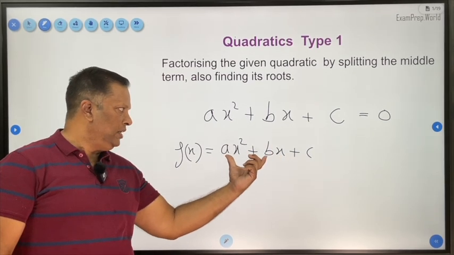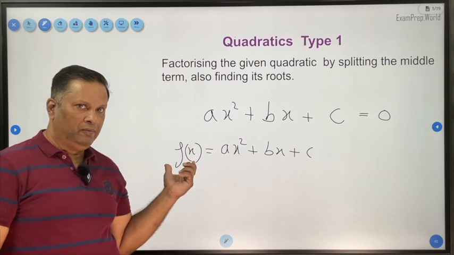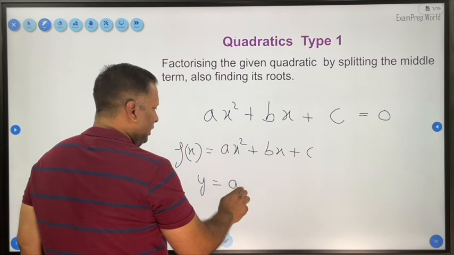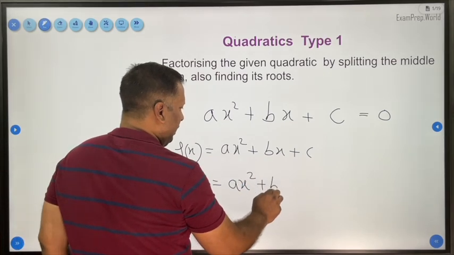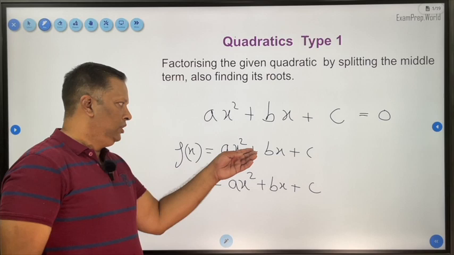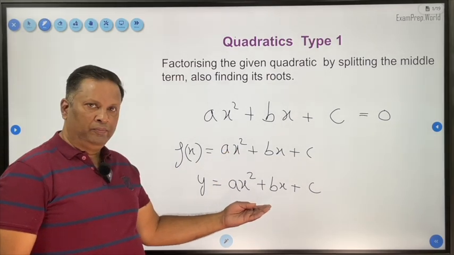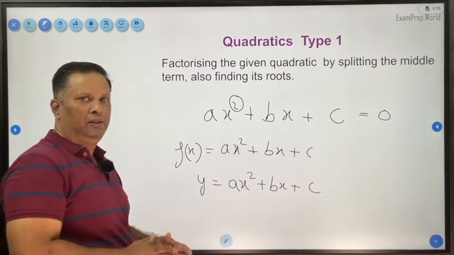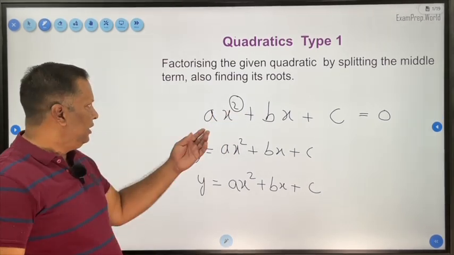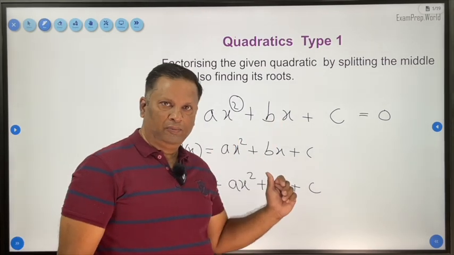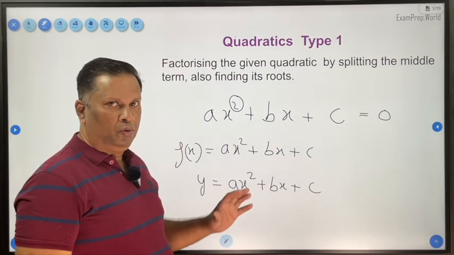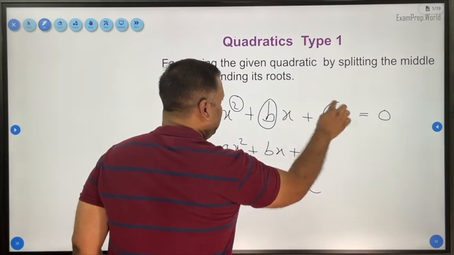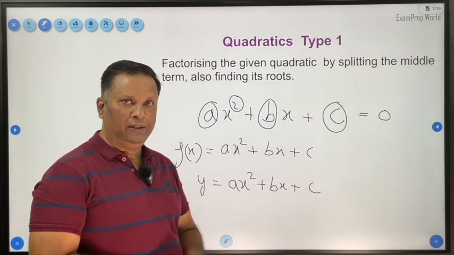And when you put any value of the independent variable, you get the value of the function. So you can also write the dependent variable as y and write this quadratic function as ax square plus bx plus c. So these are quadratic functions and they are in standard form. And why do we call them quadratic? Because the highest degree is 2, and the variable is x. I hope this is clear. So now you know what a quadratic is. You have to focus on a, b and c for splitting the middle term.